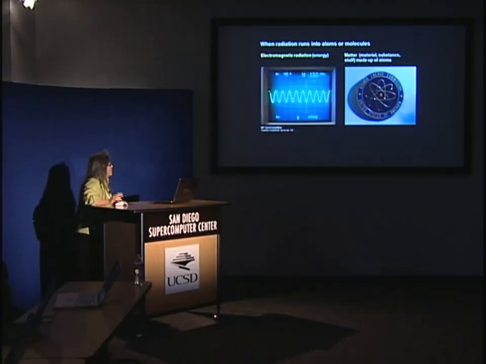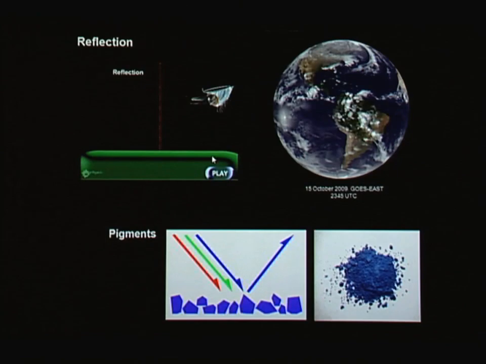What an EM radiation wave does when it meets matter. The first one is reflection. It comes into the Earth, hits tiny objects, large surfaces, it just bounces off and goes back to space.